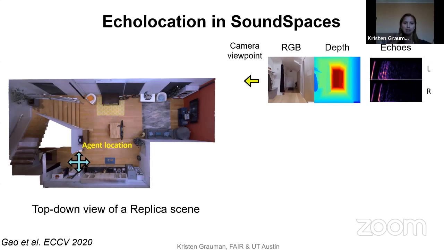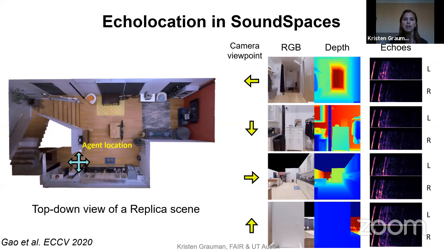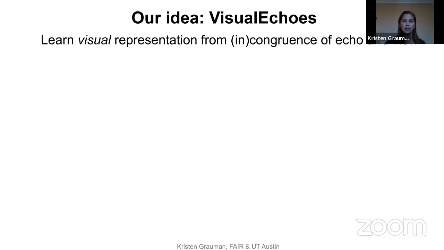So for example, looking top down at this environment on the left, if the agent was standing at that crosshair, then looking in one direction, it'll see this set of views and receive a certain set of echoes. And then if we rotate that agent in the four cardinal directions, we can do the same. So we collect what the view looks like, what the depth looks like, and how it sounds from an echo. This is just getting the data for the linking between what we see and what we hear from echoes. So finally, the main idea for visual echoes is to construct a self-supervised visual representation using this data.